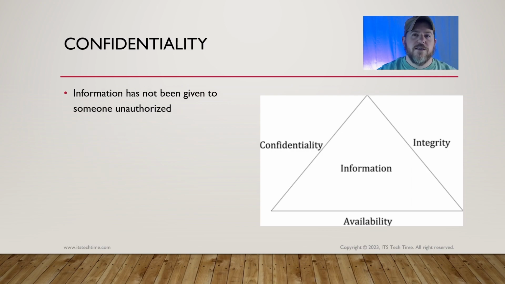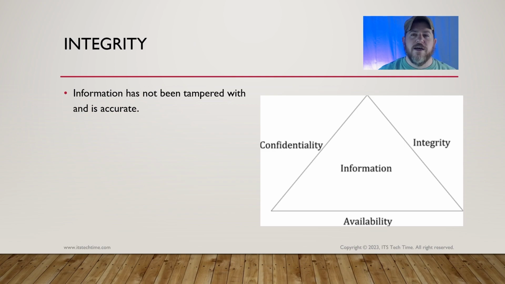Now, confidentiality is there to make sure that information has not been given to someone who is unauthorized. On the other hand, it's also there to make sure that people who do have access are authorized to access this information. Integrity is important because it validates that information has not been tampered with and is accurate.